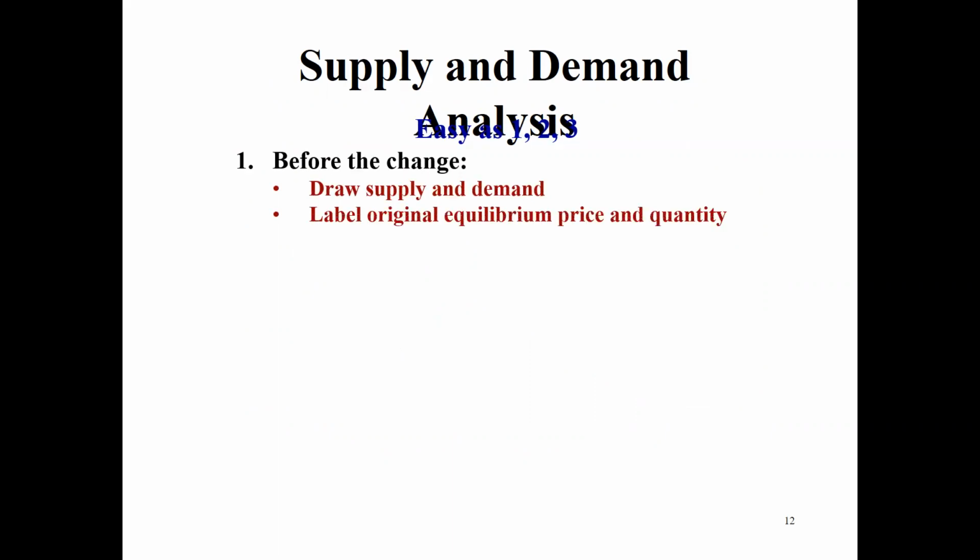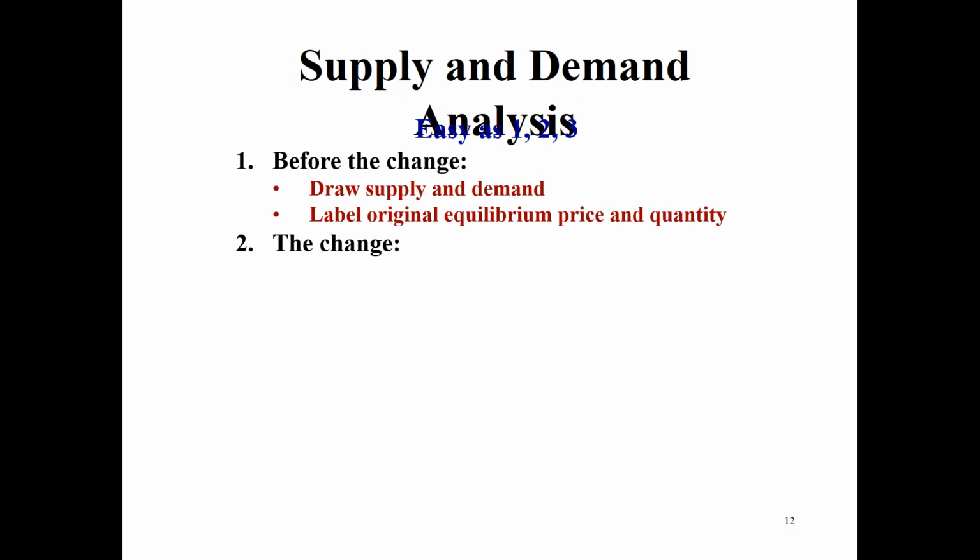Okay. All right. Now we learned how to shift just demand. We learned how to shift just supply. Today, we're going to shift supply and demand together. So the first thing, before the change, draw our supply and demand graph. Second, label the original graph, like P, QE, P1, Q1.